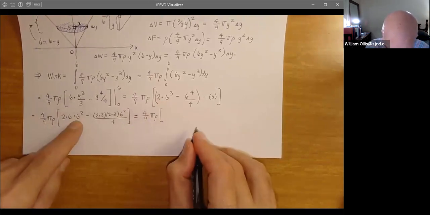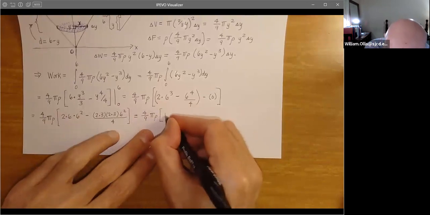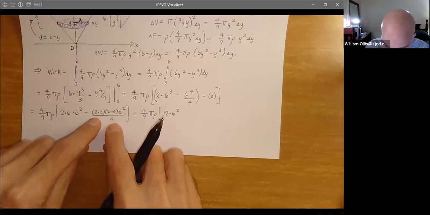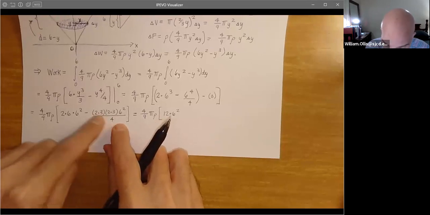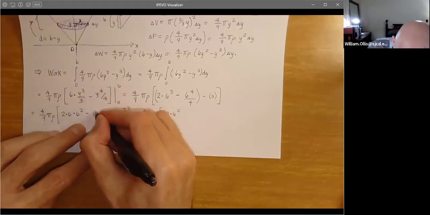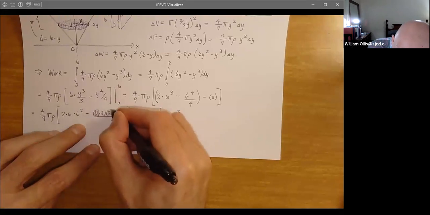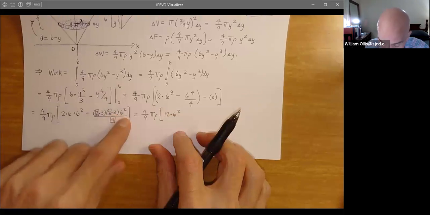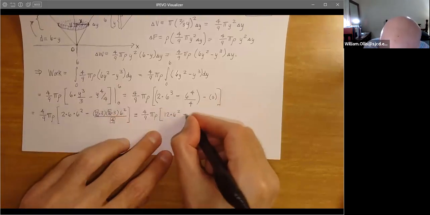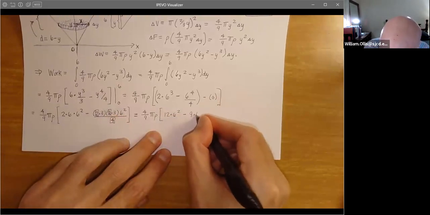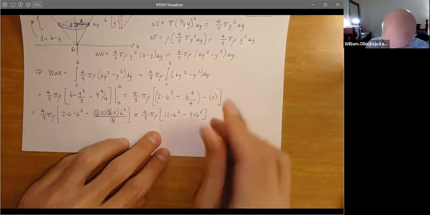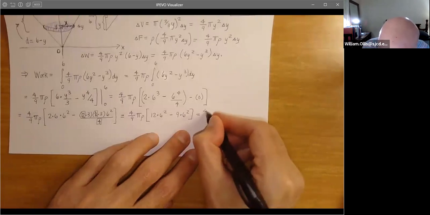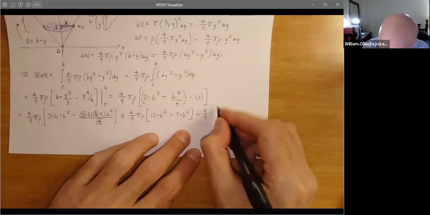And now we've got the 12 times the 6 squared. And then, of course, here, notice the 4 is the 2 times 2. So that retires this 2 and this 2. And of course, this is retired, leaving us with a 3 times a 3 times a 6 squared. So this gives us 9 times 6 squared. So again, we retire the 4. So we get 4/9 pi rho.